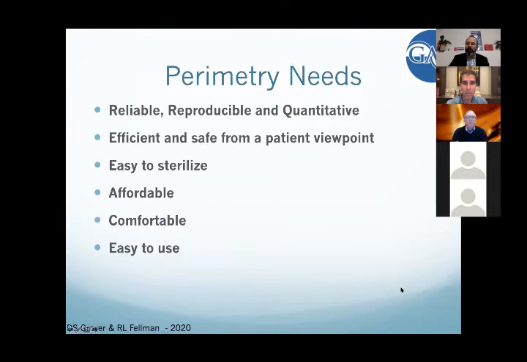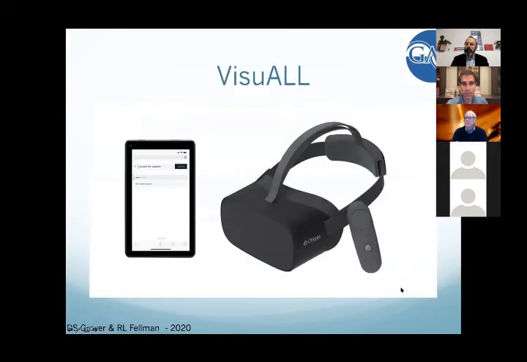And so, what do we need from a perimeter in general, even pre-COVID, but what do we need specifically post-COVID? We need something that's reliable, reproducible, and quantitative without question, efficient and safe from a patient's perspective, and from our staff's perspective. We definitely need something that's easy to sterilize. Being affordable is key. Our expenses are going up, cost of living is going up, and reimbursement continues to go down. And we need something that's comfortable and easy to use. And that's what really, I think, piqued our interest in this platform, in VisuALL.